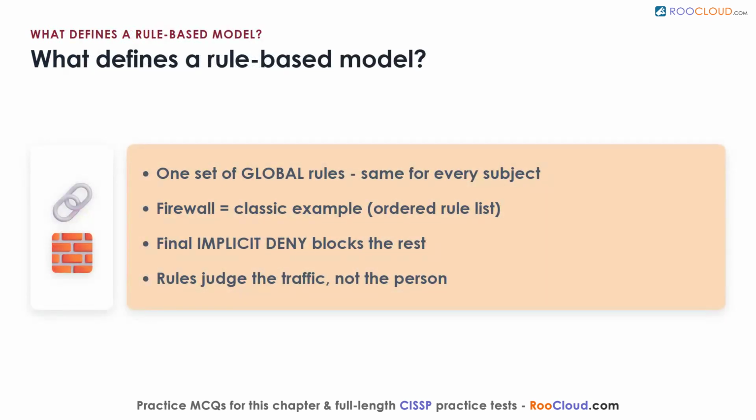Now, a model that treats everyone the same. What defines a rule-based access control model? A single set of rules applied globally to every subject, with no exceptions per person. The classic example is a firewall.